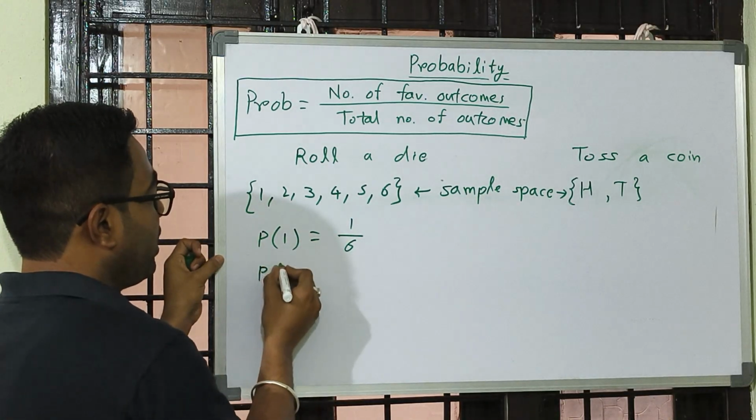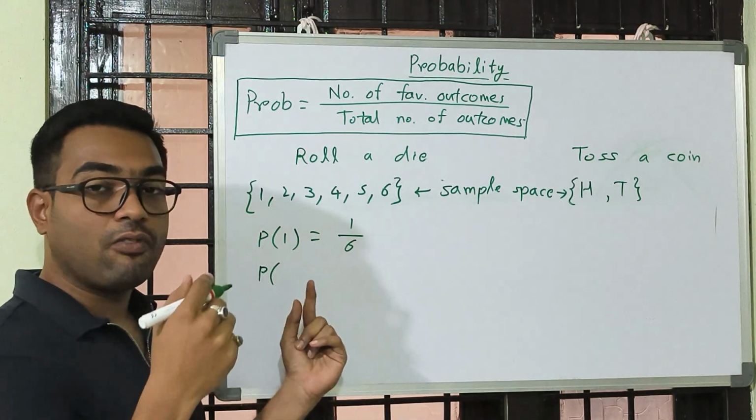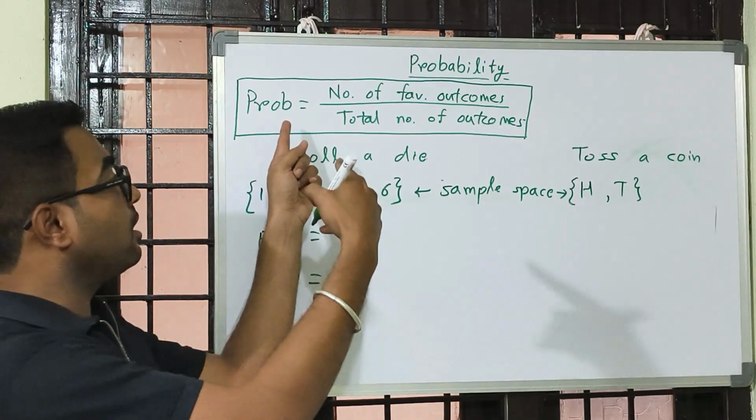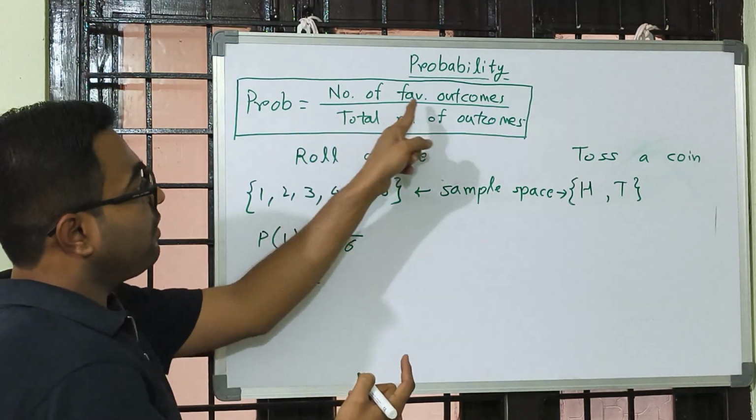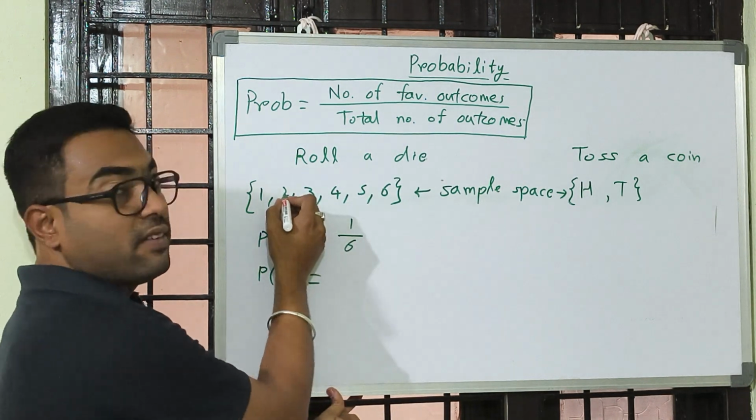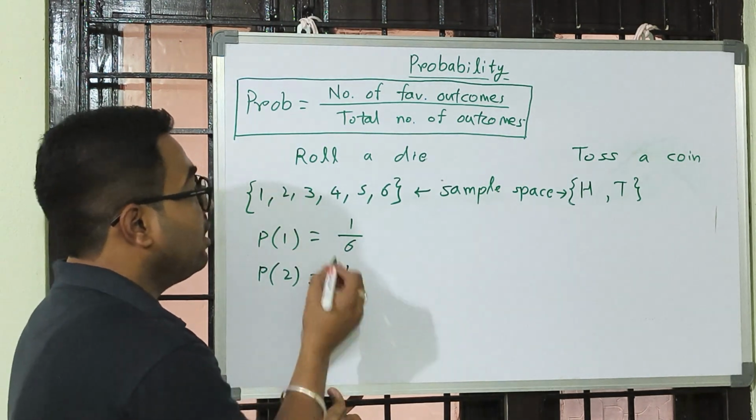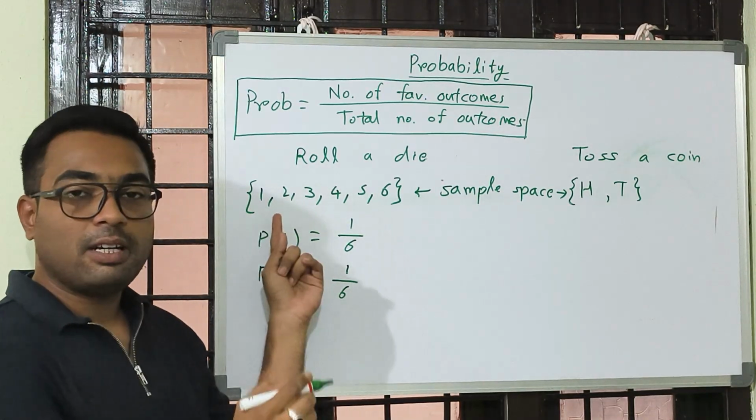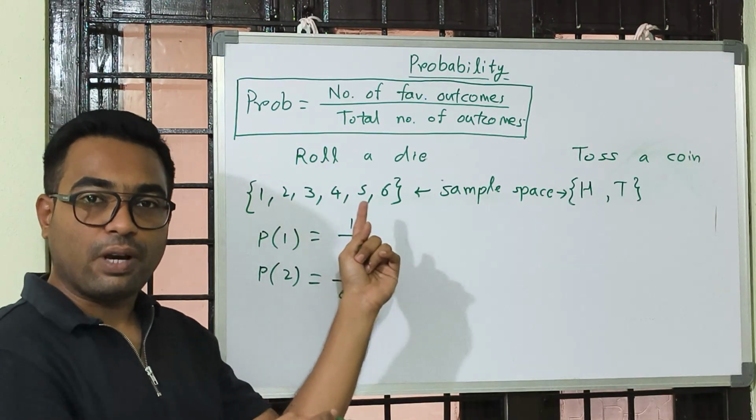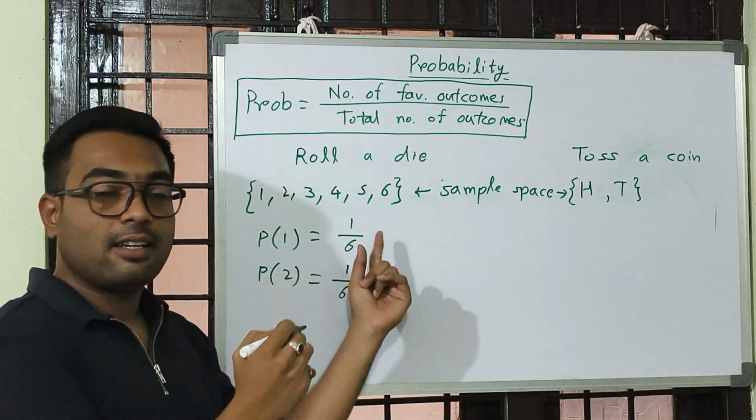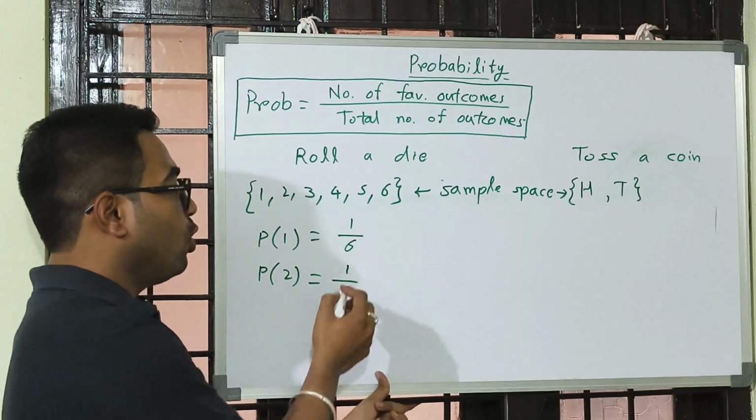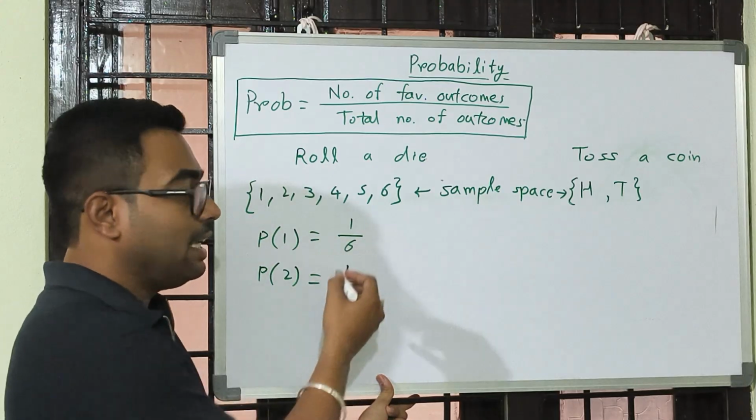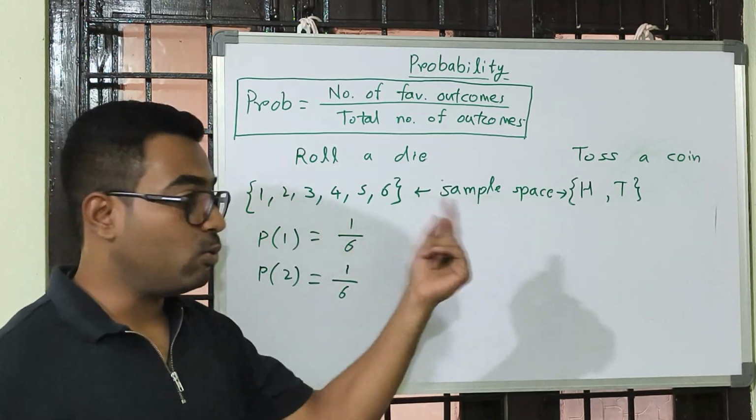Similarly, if I want to find probability of getting 2, we will go through the basic definition of probability. How many favorable outcomes are there? There is only one favorable outcome. So this is 1. And how many total number of outcomes are there? There are 6. So similarly, you can find the probability of getting 1, 2, 3, 4, 5 or 6. All will get as 1 by 6. So every outcome has same probability of occurrence. That's why those are called as equally likely outcomes.